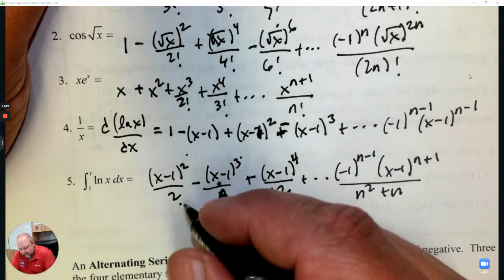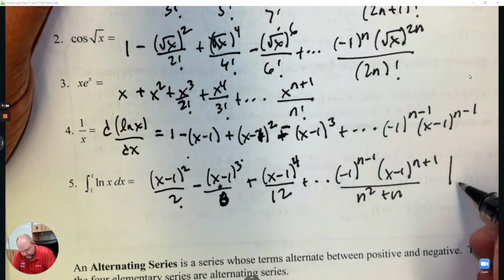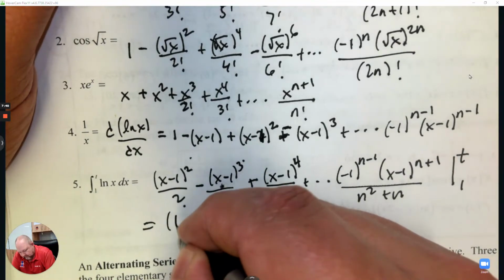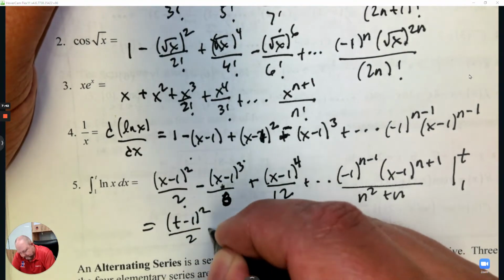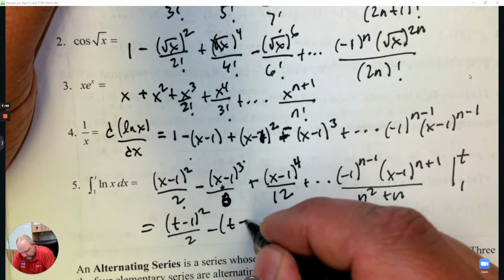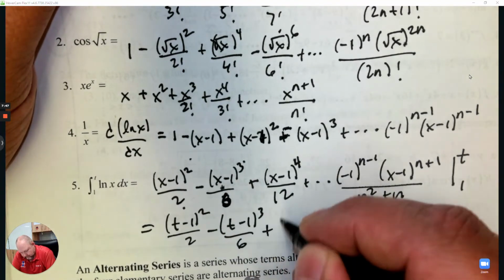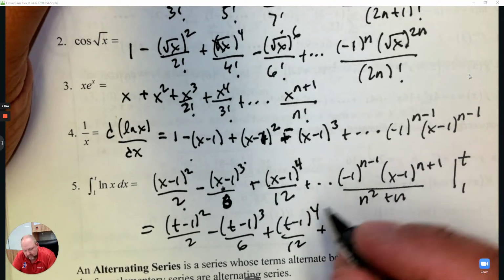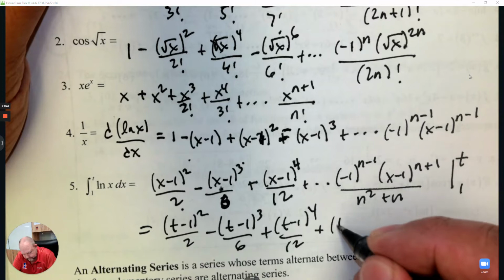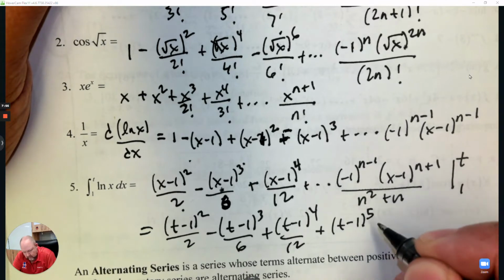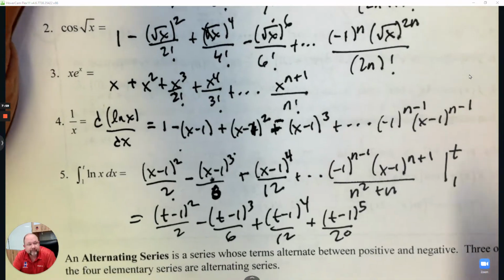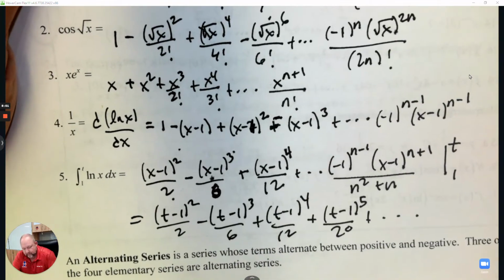And then when I plug in t, all of these are changed to t. I should have had one more, right? It's 20. And there you go.